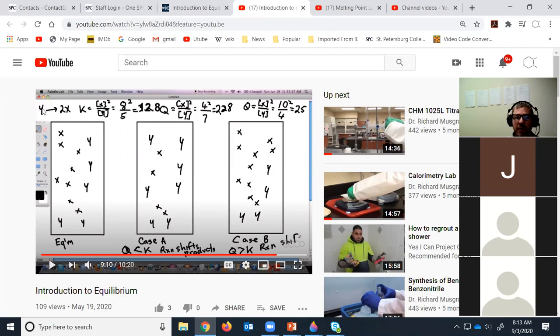That's really what I want you to understand. If Q is less than K, the reaction shifts towards the products. If Q is greater than K, then the reaction shifts towards the reactants. And that's what I mean by that statement I was making on the PowerPoint slide. Does anybody have any questions about any of that? It's really important you understand it, because if you understand this, everything else is fairly easy.